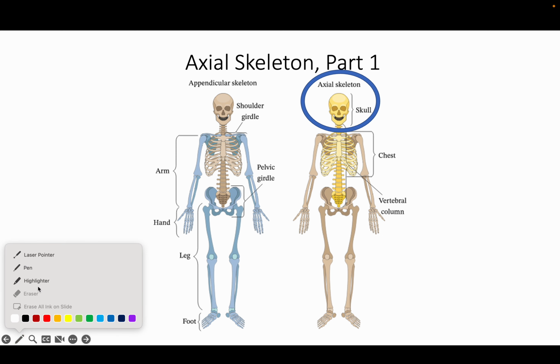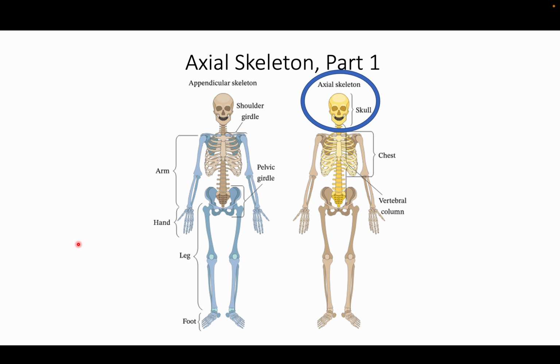Hi everyone, in this video we're going to learn about the axial skeleton. And the axial skeleton, as you can see in this picture, is composed of the yellow highlighted regions, which are the skull, the thoracic cage, and the vertebra. Today's video, we're going to focus primarily on the bones that make up the skull and the facial bones.